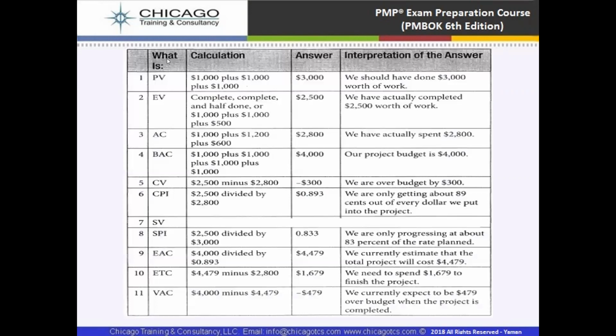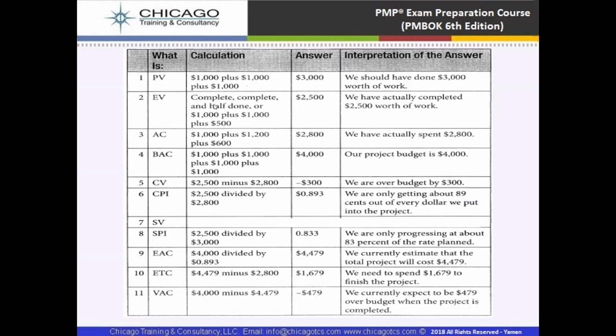Now here, these are the formulas. PV is equal to $1,000 plus $1,000 plus $500 plus $500. So the plan value is $3,000. We should have done $3,000 worth of work.